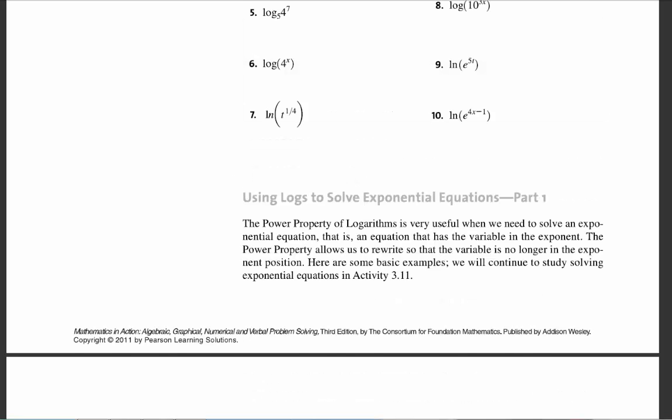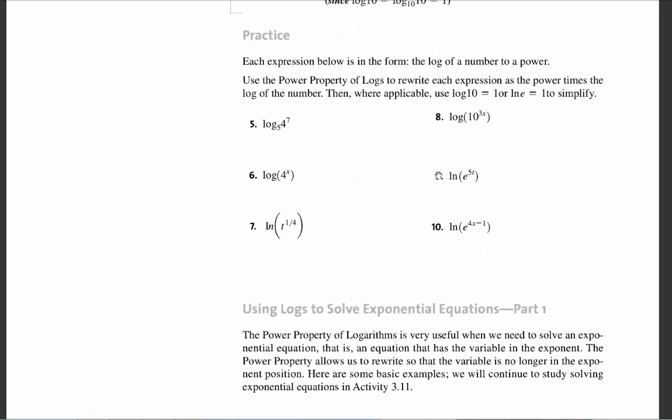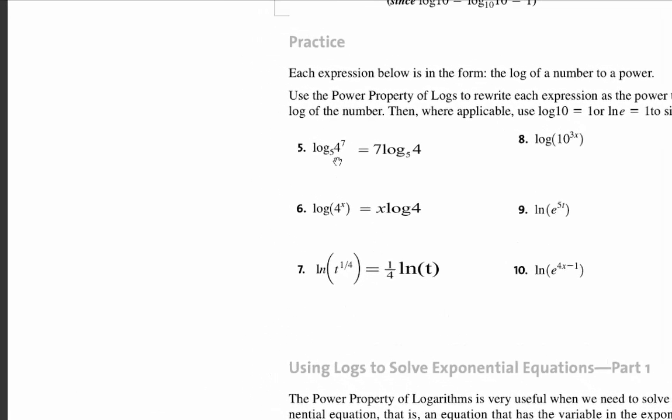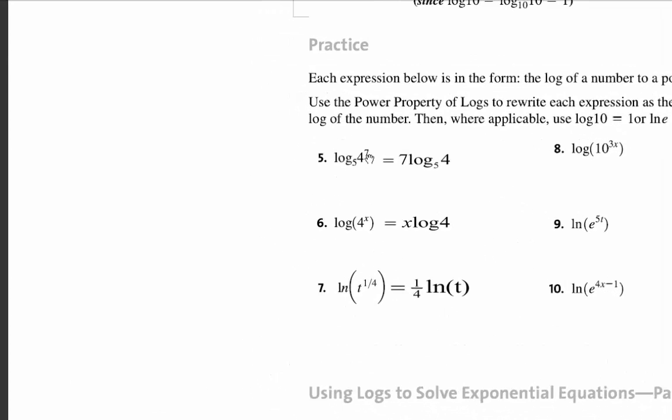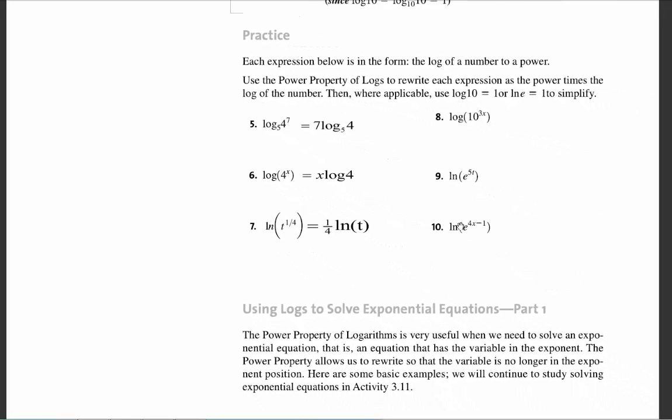So they give us a few practice problems, all right? So maybe, again, pause the video and then complete problems 5 through 7. So problem 5, it's log base 5 of 4 to the 7. I simply take the exponent, which is a 7, and place it in front to get 7 log base 5 of 4. Problem 6, the exponent's the x, so I put the exponent in front to get x log base 10 of 4. Now my exponent's 1/4, so I put the exponent in front, so I have 1/4 natural log base e of t. So now try problems 8 through 10 on your own.